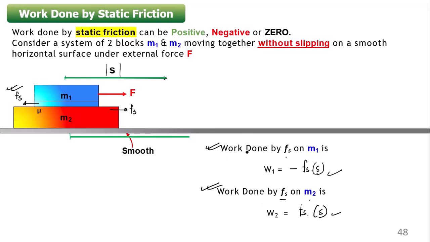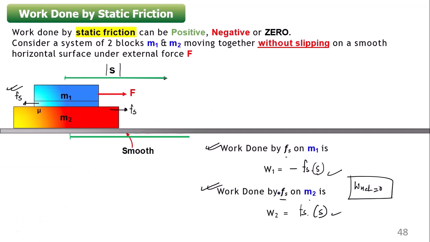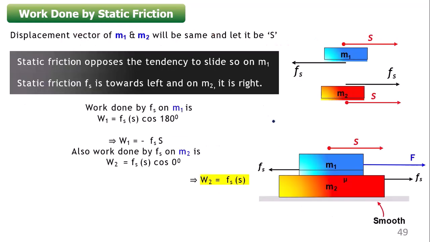So if I want to calculate the total, the total work done is always zero. W net becomes zero. Why? Because one friction is doing positive work and the other is doing negative work, so ultimately the total work becomes zero. So this is for the static friction. For M1, Fs is in the opposite direction; for M2, Fs is in the forward direction. So the work done by Fs on M1 is negative and the work done by Fs on M2 is positive. Ultimately we add these two numbers, and the signs cancel, provided there is a smooth surface.